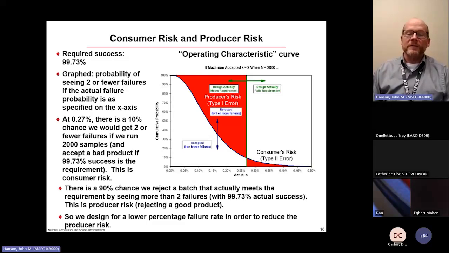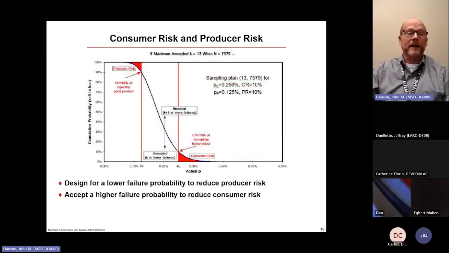The producer is risking 90% that you'll throw away where they actually meet the requirement, but you got more than 2 failures. So that's what's called the producer risk. But if you want to design it so that it's accepted with a higher likelihood, then you've got to design to a better percentage to reduce the producer risk. And that's kind of shown on this plot.